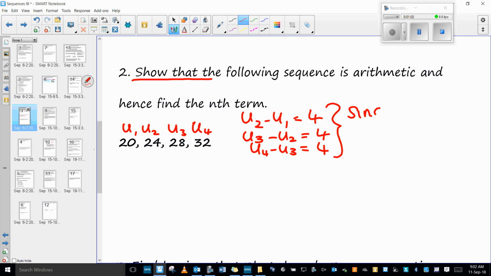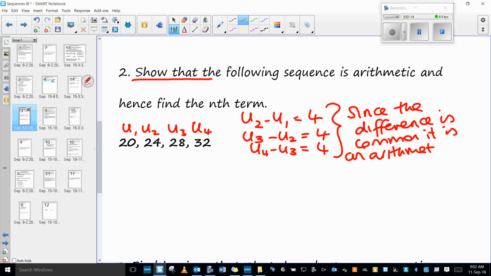So since the difference is common, it is an arithmetic sequence. You would need to make some kind of statement to make sure that you have actually shown that it is. You may get away with just doing some working like this, but more likely you're going to need to make that statement just to clarify that you understand what the deal is.